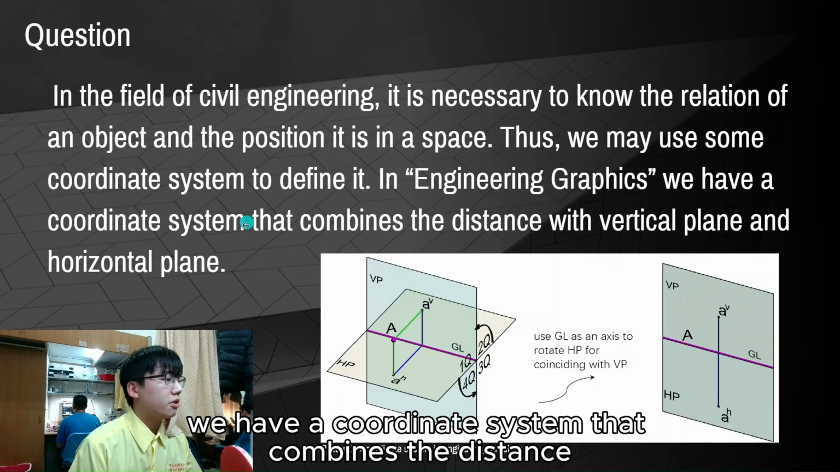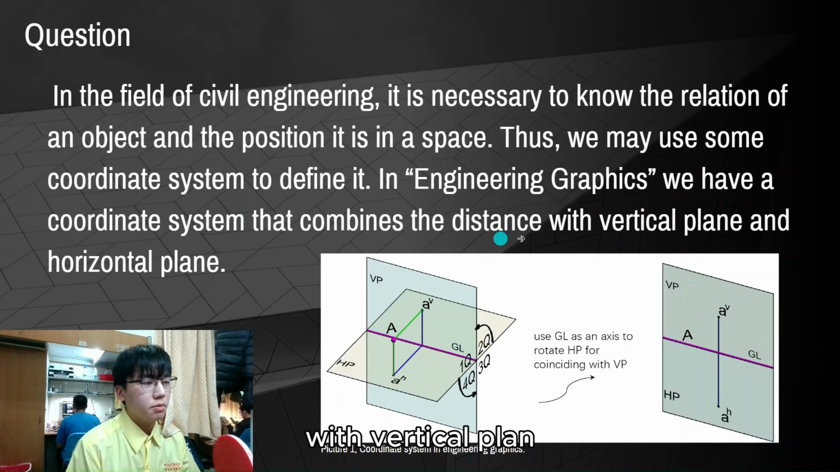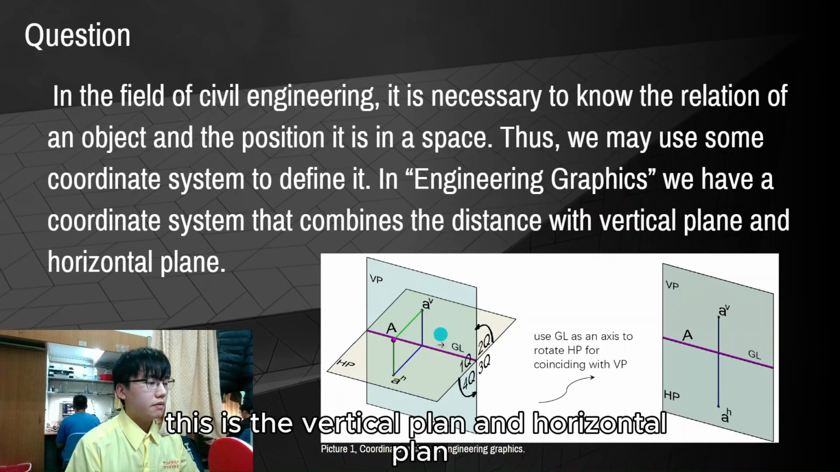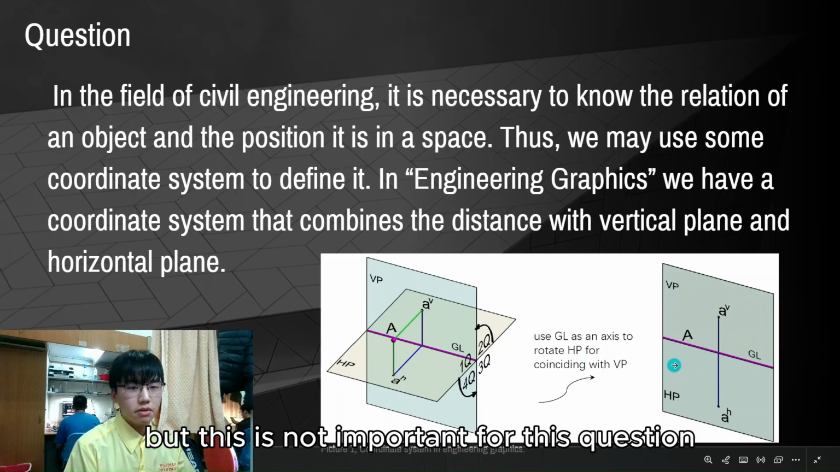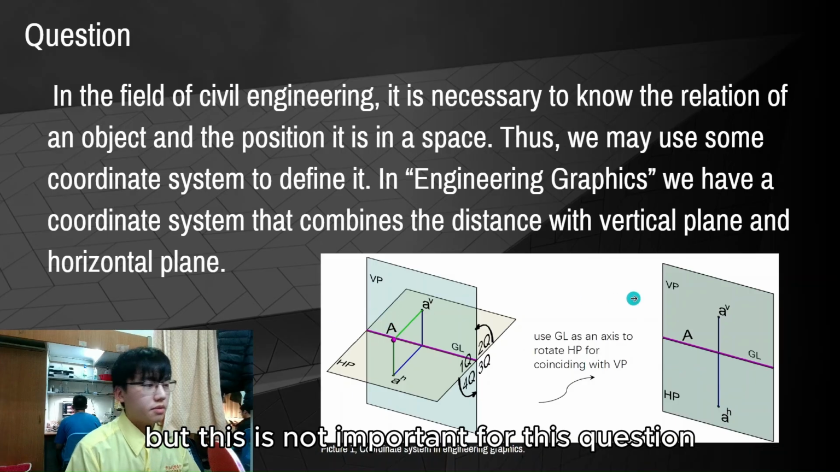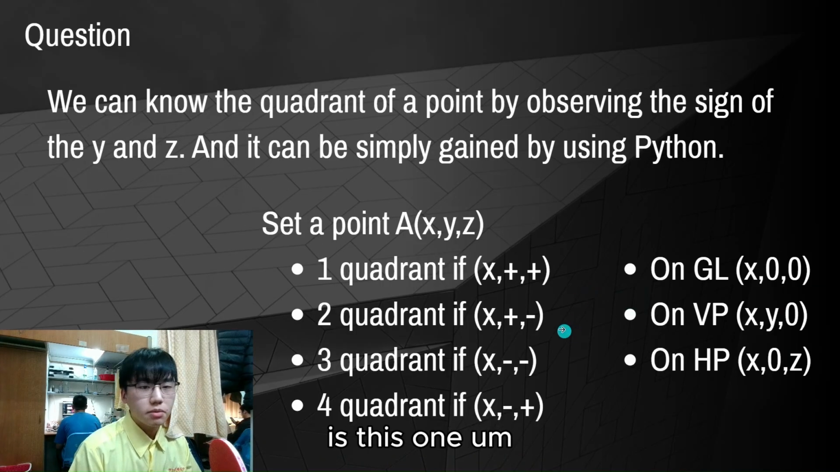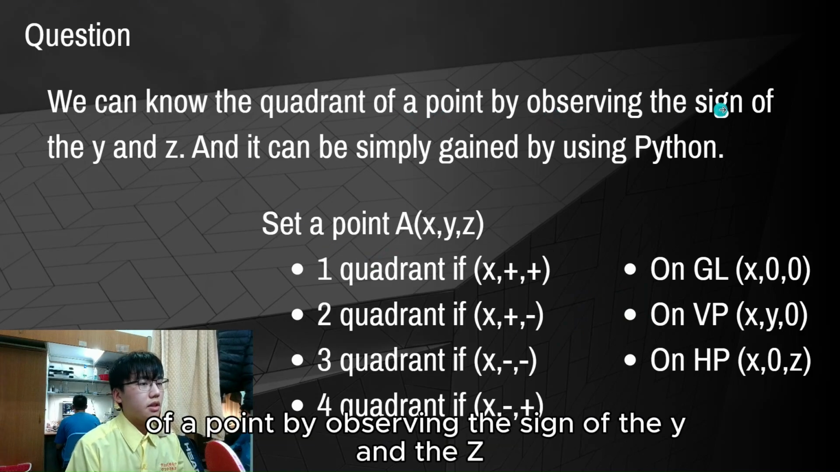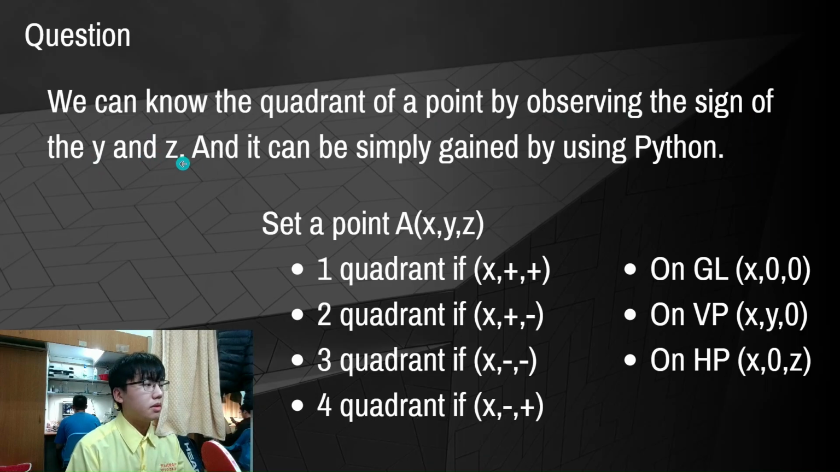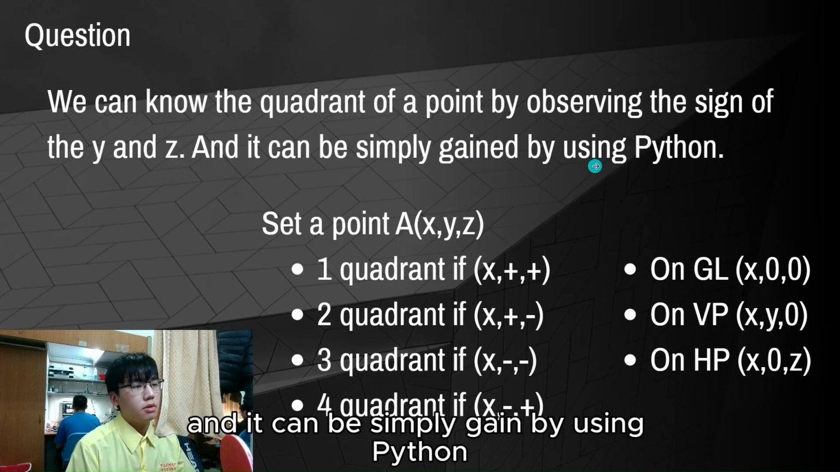we have a coordinate system that combines the distance with the vertical plane. This is the vertical plane, and this is the horizontal plane. So it becomes this, but this is not important for this question. What's important is this one: we can know the quadrant of a point by observing the sign of the y and the z, and it can be simply done by using Python.